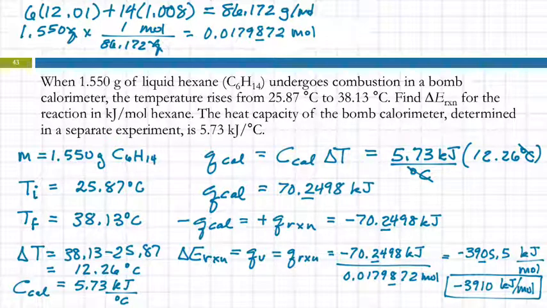Yes? What was the reason you found the moles again? The reason I found the moles is because the question asks me to find delta E in kilojoules per mole of hexane. And I've got this number, but it's for this amount in mass, in grams. So I had to convert that to moles and then divide.